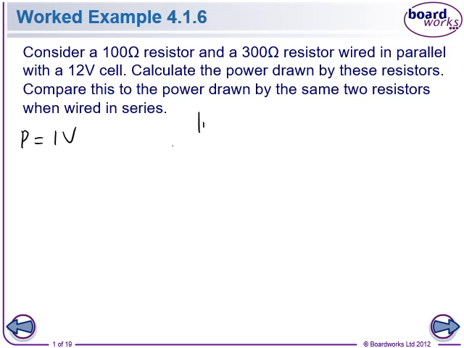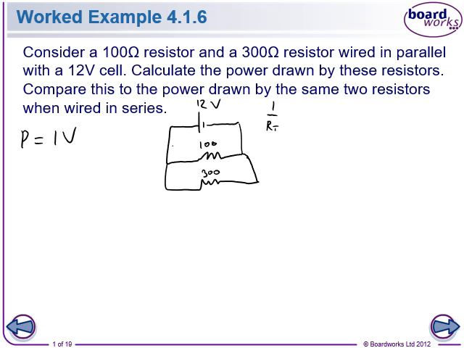So first we have a 12 volt cell, we have a 300 ohm resistor, and we have a, well, pretend that joins up, 100 and 300. Okay. What's the first thing we're going to do here? Someone said it and they were right. Good. Find the equivalent resistance, our total resistance.